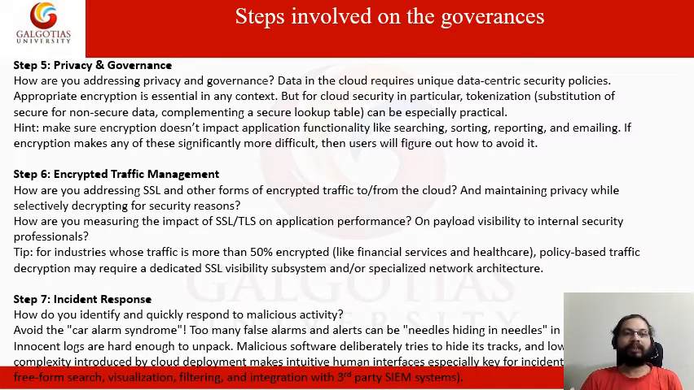So the major next step which we are going to follow is the encryption techniques of the traffic management: how to address SSL encryption traffic towards the cloud, and we are going to maintain privacy while handling the decryption policy. These applications will be performed, and the payload visibility of the internal security will be done with this. 50% of encryption will be secured with the policy-based traffic, so that SSL visibility will not be done with this specified network architecture, right?